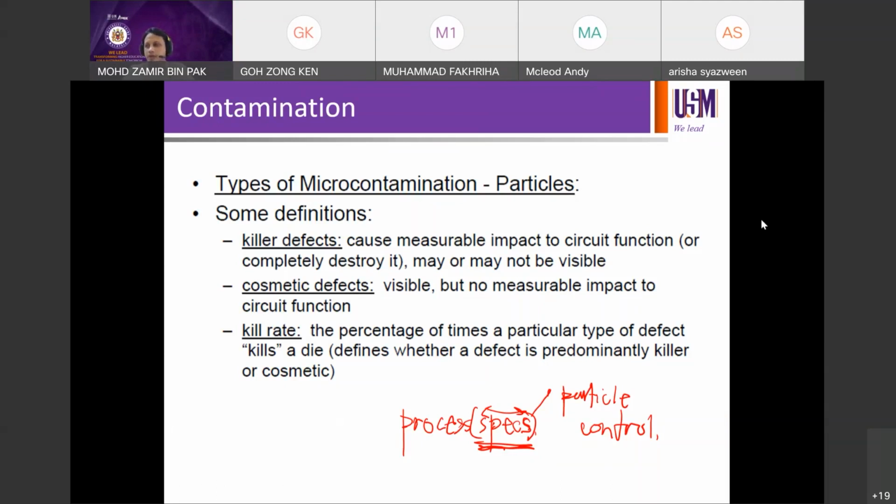And how many counts, if you found the particles on the wafer, then you need to go and shut down the process equipment. Okay, so these particles are divided into a couple of categories.